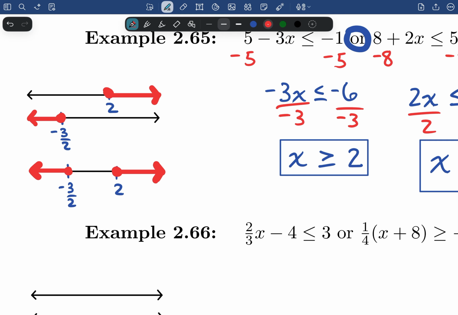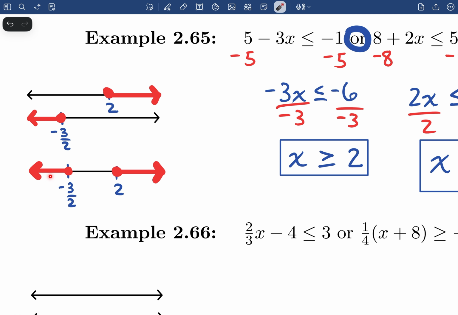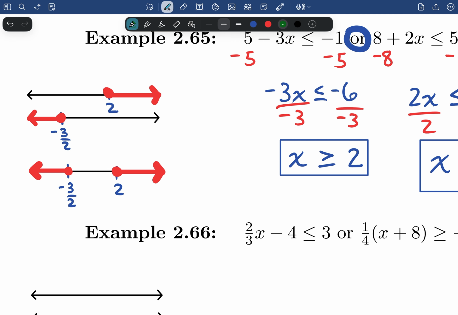All right, now I'm going to write the interval notation. Notice we have two separate pieces of shaded regions. So my interval notation starts from the left, negative infinity, and it goes all the way until negative 3/2, and it's a closed dot, so I put a bracket. Now, the next piece is 2, starting at 2, and it goes to infinity. So it looks like that.